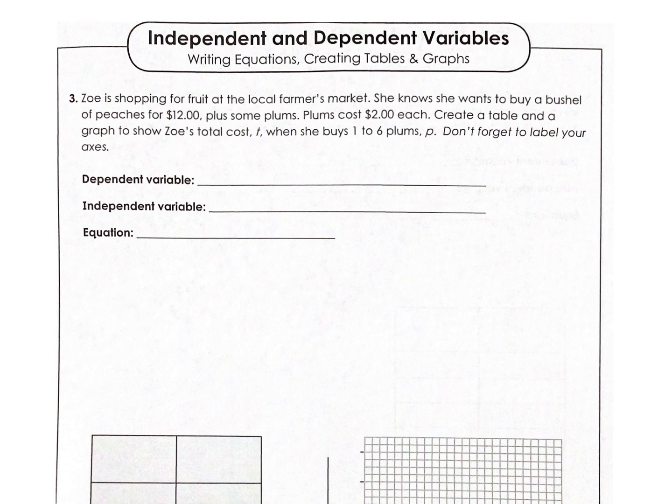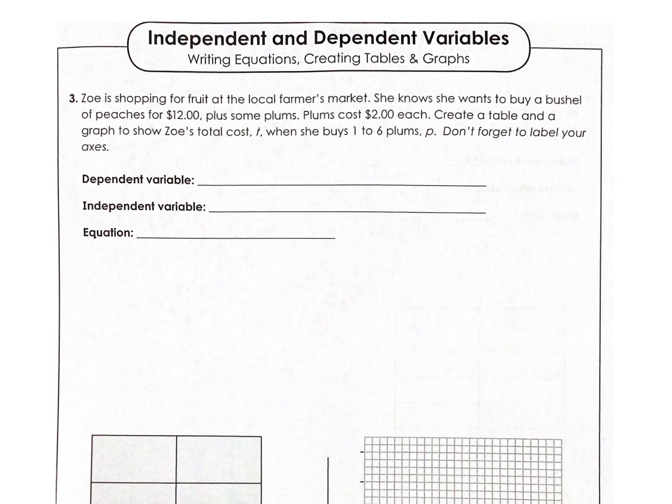Okay, she knows that she wants to buy a bushel of peaches for $12 plus some plums. So I know I'm going to have $12 plus something else, but I've got to figure out how I'm going to represent what I'm paying for plums. Plums cost $2 each. We're going to make a table and a graph to show her total cost, which is represented with T, when she buys 1 to 6 plums. So it's giving us a range to use in our table. Don't forget to label our axes.